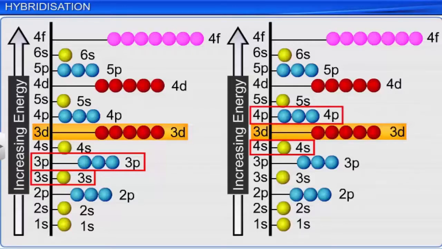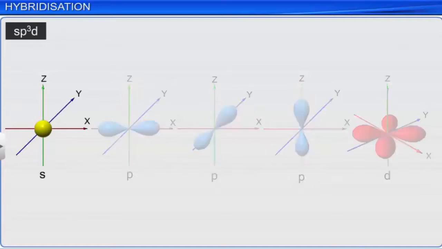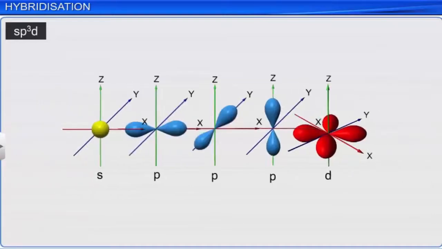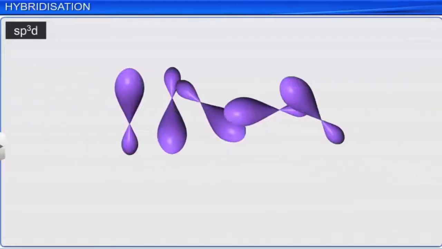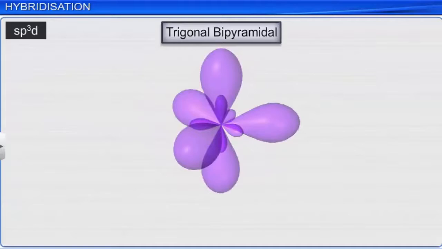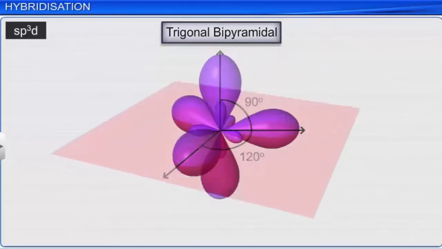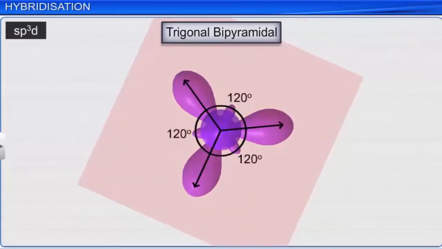In sp3d hybridization, one s orbital, three p orbitals and one d orbital combine to form 5 sp3d hybrid orbitals of equivalent energy. They have a trigonal bipyramidal arrangement, which leads to the formation of two different sets of angles between orbitals. Three of the hybrid orbitals lie in one plane, making an angle of 120 degrees with each other.